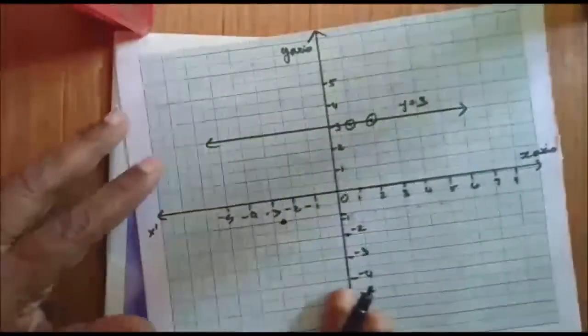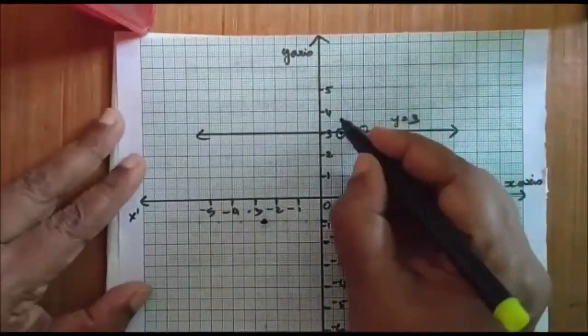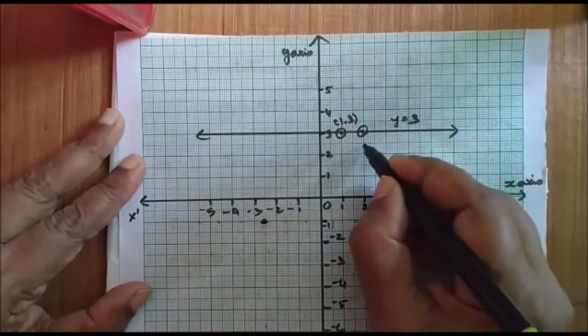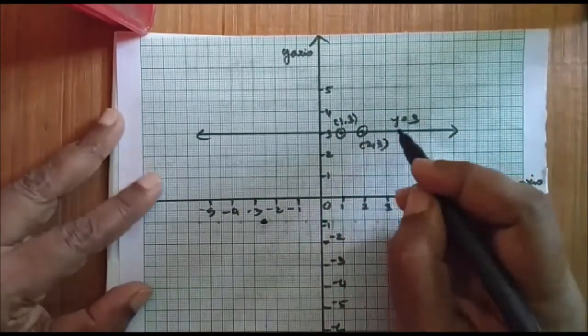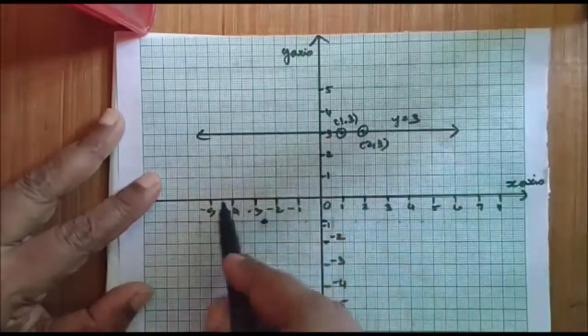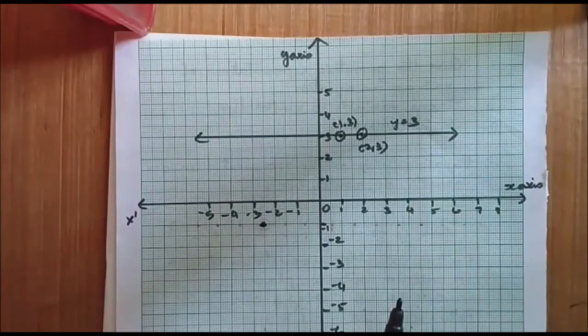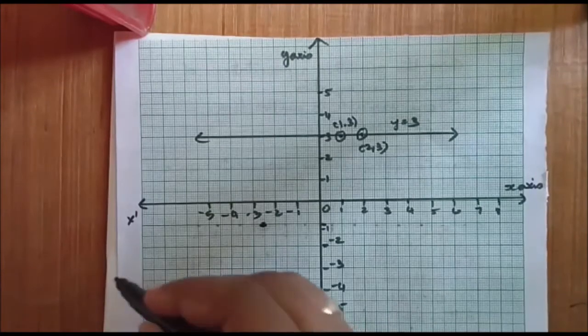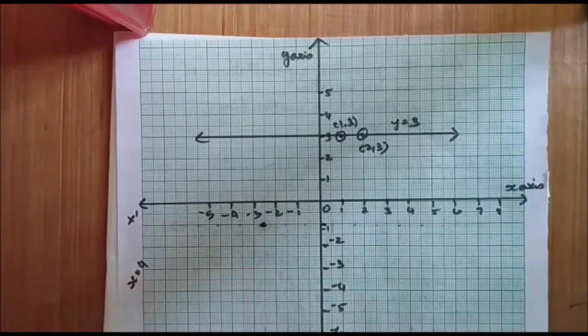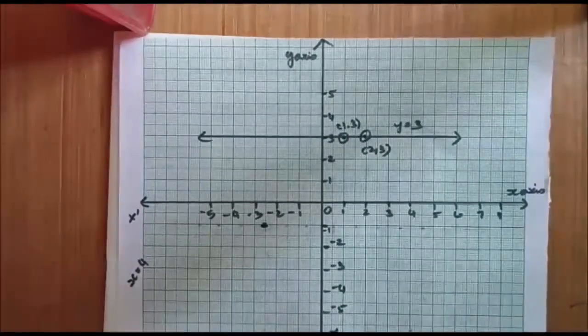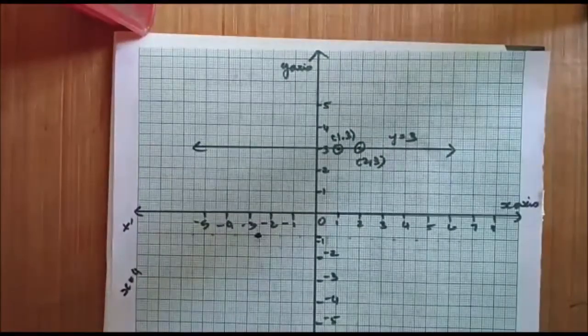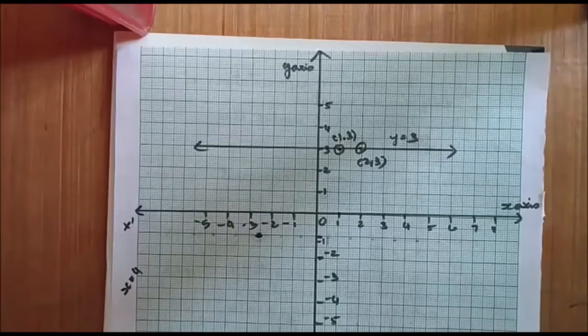Okay. So where is the first point? 1 comma 3 comes here and 2 comma 3 comes here. So when I join them, it is a line that is parallel to the x-axis. Whenever you are given y equals to 3 or y equals to 4, it is a line that is parallel to the x-axis. Similarly, if you are given an equation x equal to 4, it is a line that is parallel to the y-axis. I hope you understood. This is how we give the geometric representation in two variables. Thank you, friends.